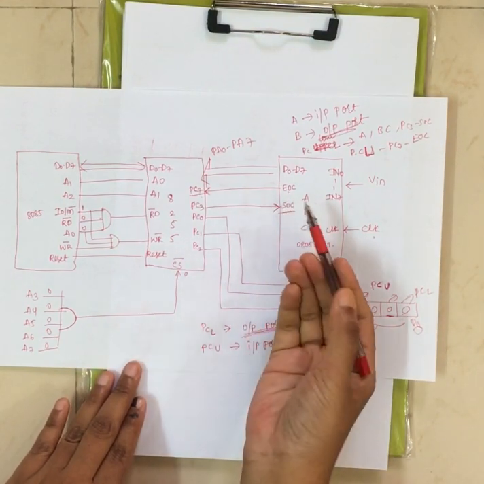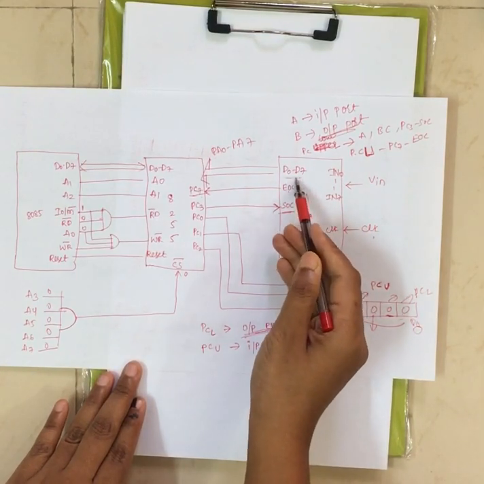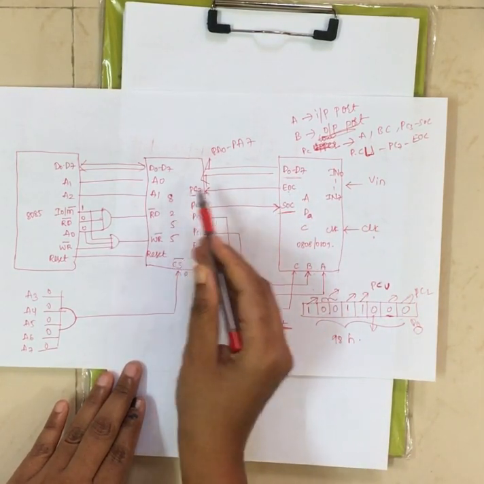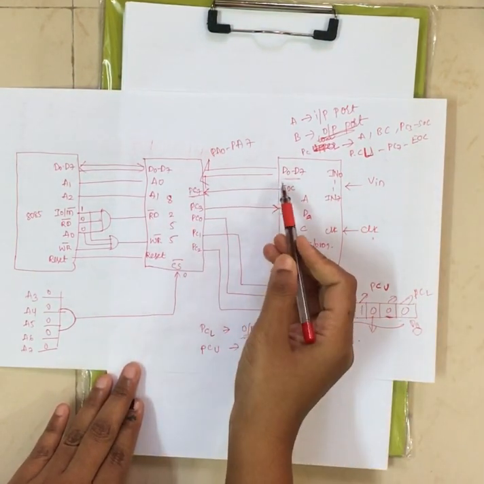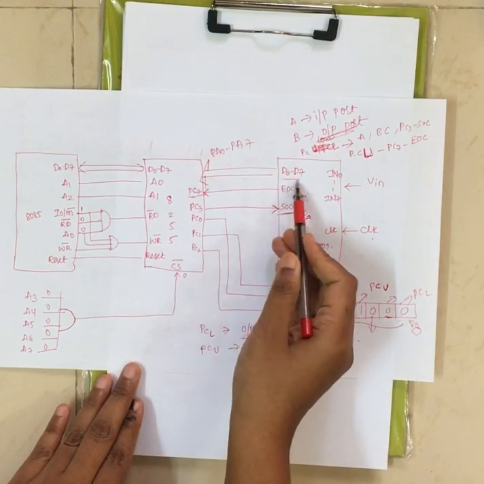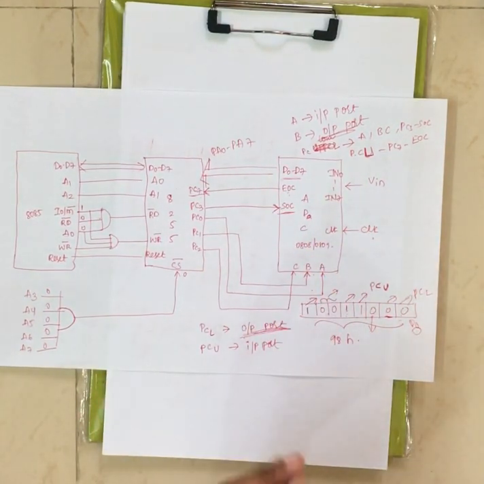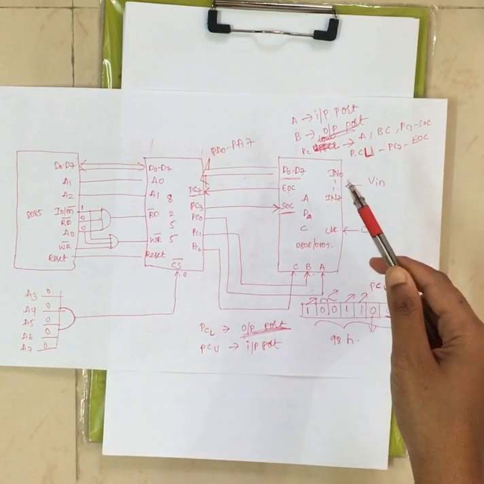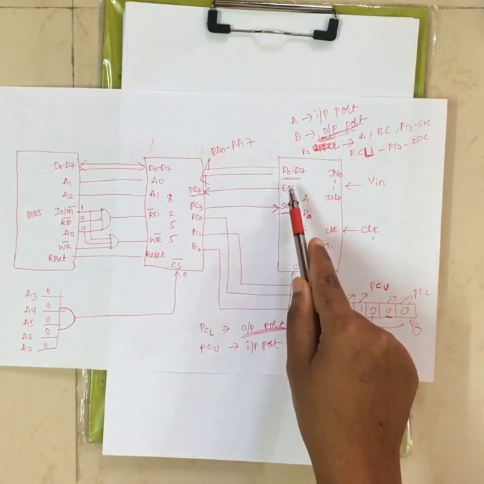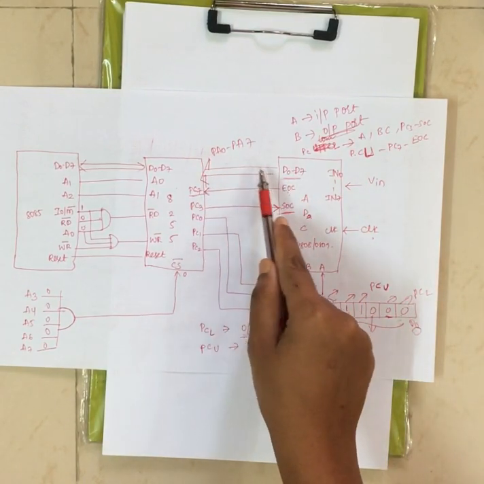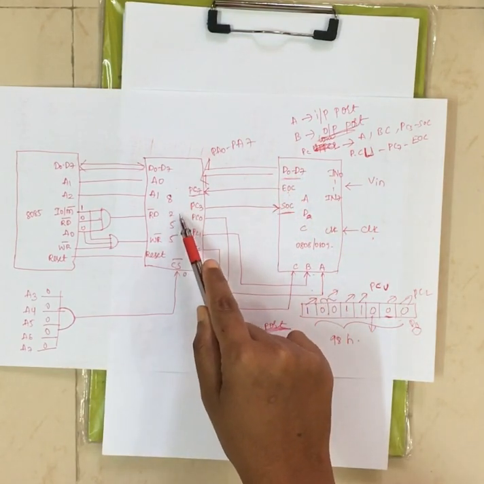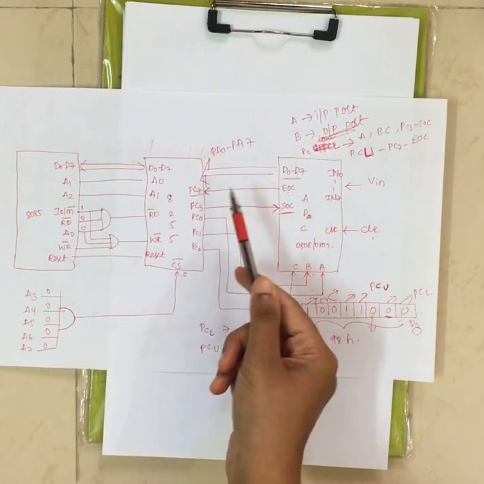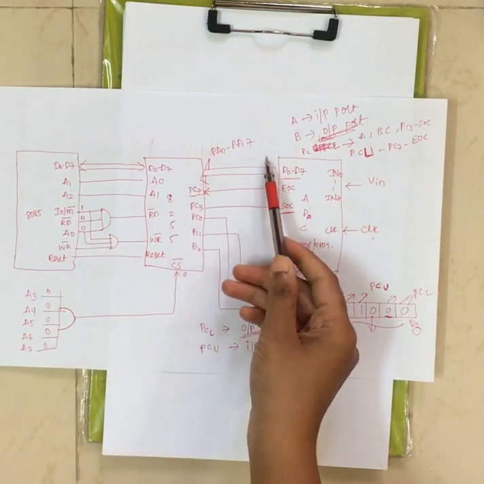Now end of conversion, right? Once the signal is converted, that is read by the 8255 through port A. You can use port B or port C also, but I am using port A here, right? D0 to D7 are the pins through which you are collecting the converted digital output. This particular converted digital data is read by the 8255 using port A, right?